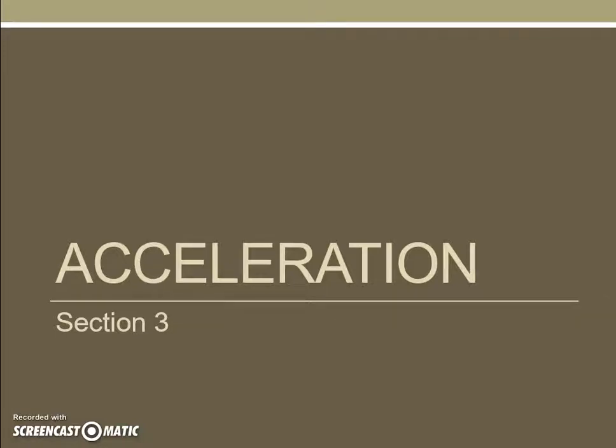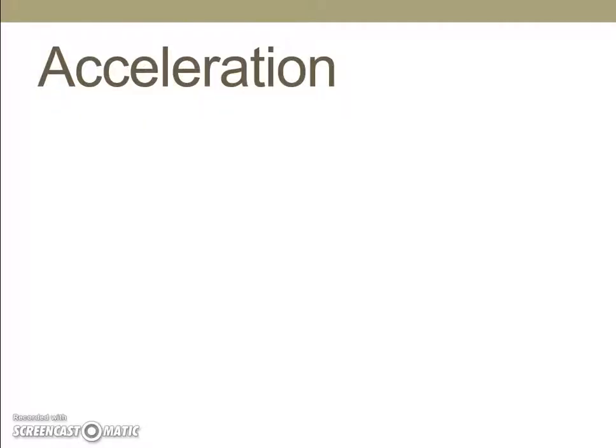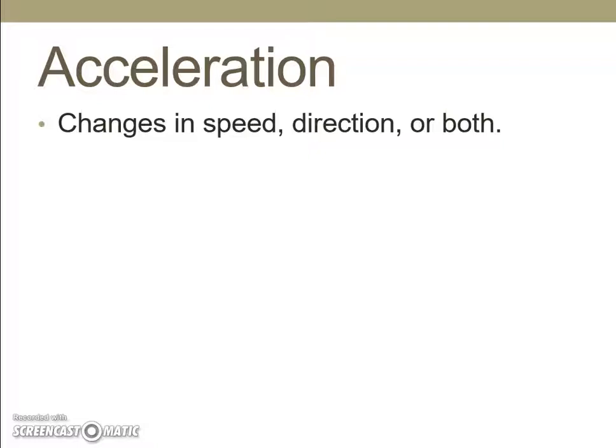Chapter 11, Section 3. This is the last section. We're going to talk about acceleration. So what is acceleration? It's defined as being a change in speed, direction, or both. It can also be defined as a rate of change in speed or direction, or a rate of change in velocity. So because it has a direction, acceleration is a vector.